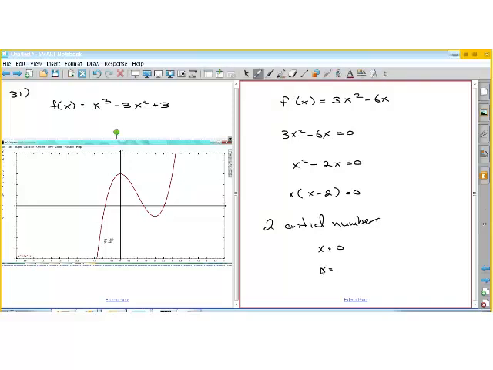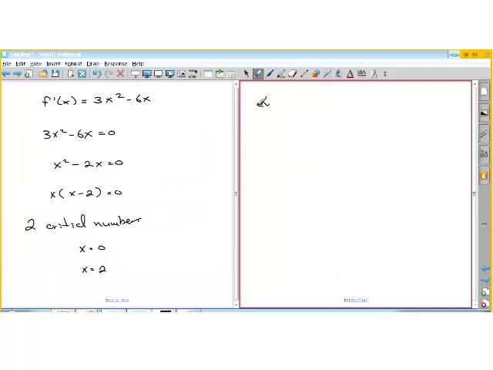X equals 0 and x equals 2. Okay, there's x equals 0, x equals 2. So that makes sense. And then finally, all we have to do is evaluate f double prime at x equals 0 and x equals 2.